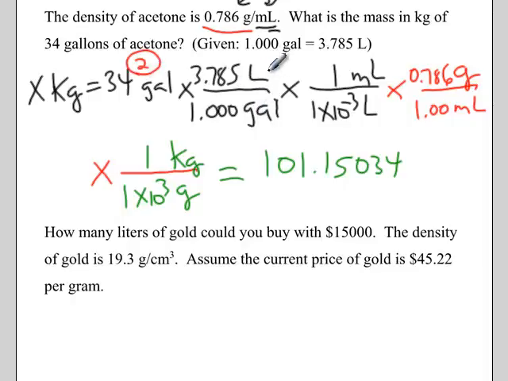Now if we count sig figs, 34 gallons has 2 sig figs. Gallon to liter conversion, 4 sig figs. Table 2.2, both of those are exact. And then the density, 0.786, has 3 sig figs. So the smallest number is 2 sig figs.